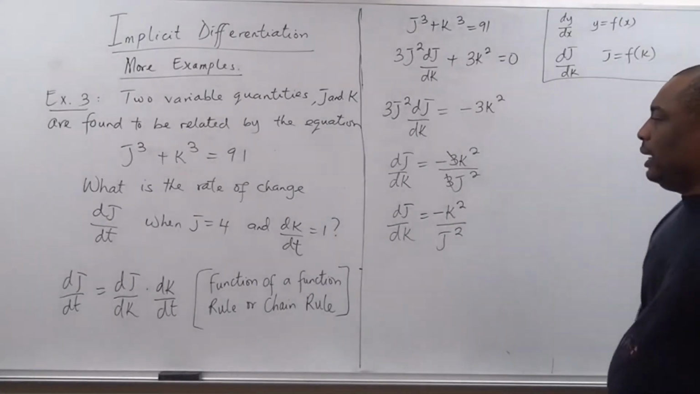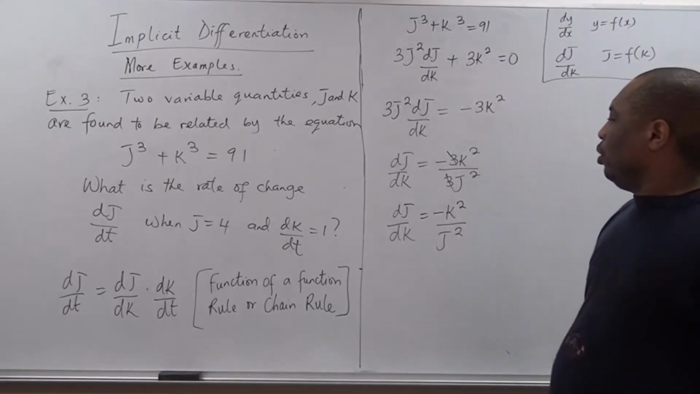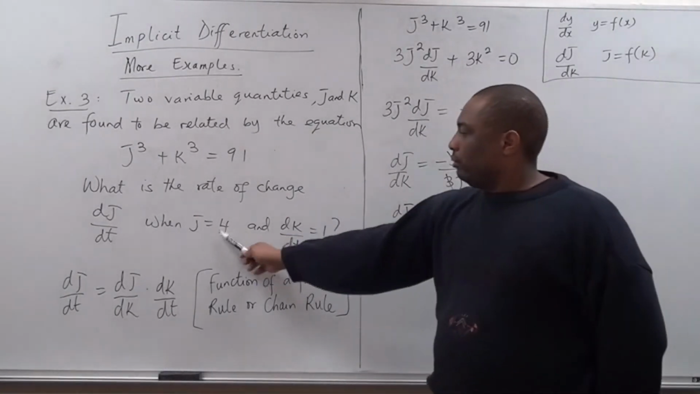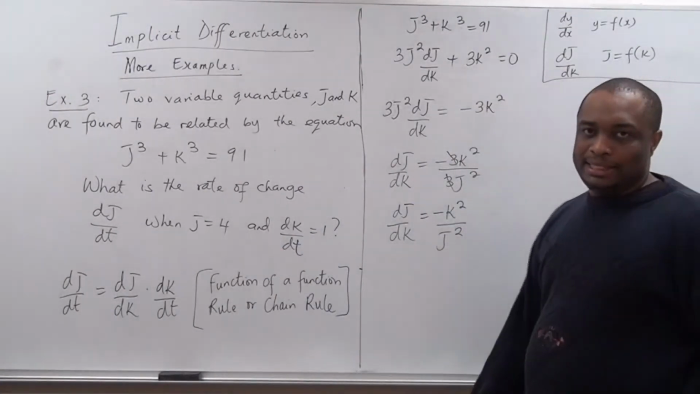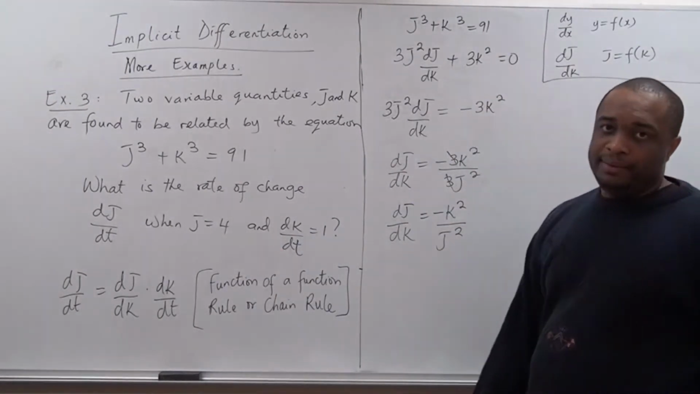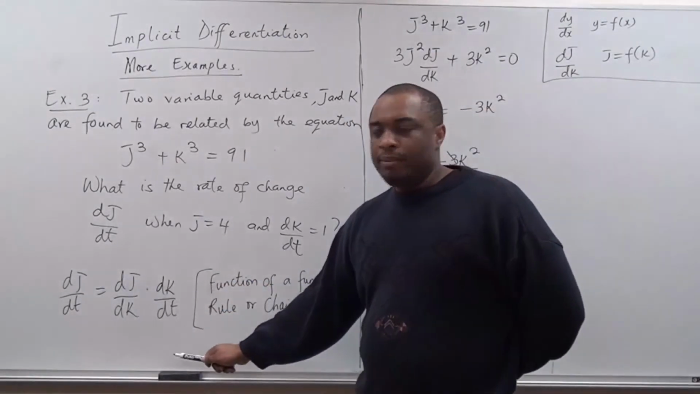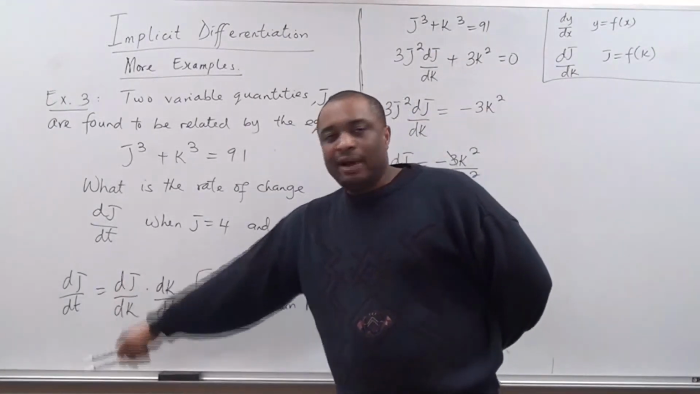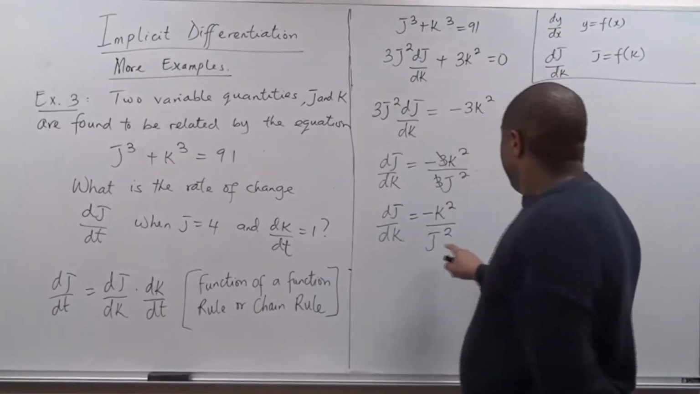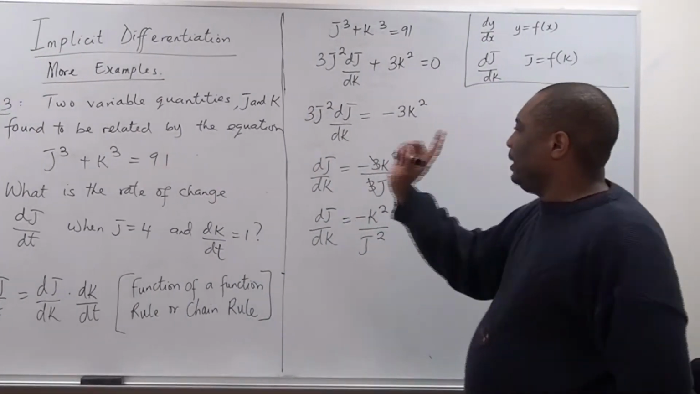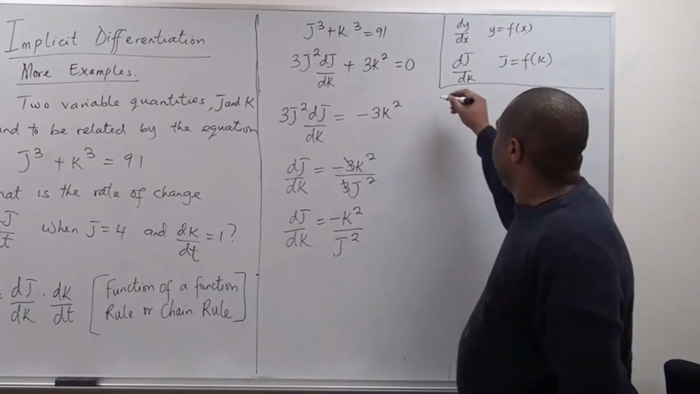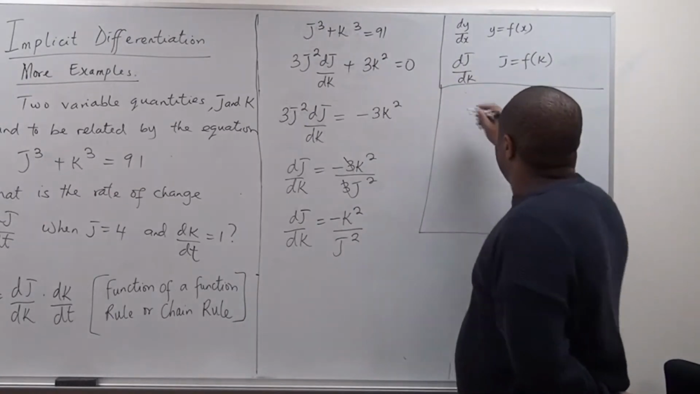Alright. Now, we know that j is 4. We don't know what k is, so we have to find k so we can complete this. Now the k dt is 1, but we have to find the j dk so we can find the j dt. Of course, we know that j is 4. So let's find k. Okay? So I will just come here.